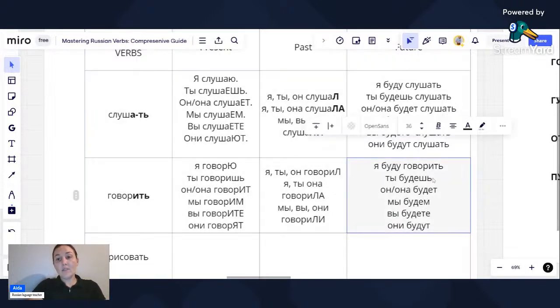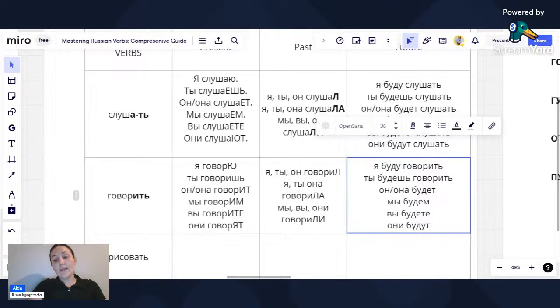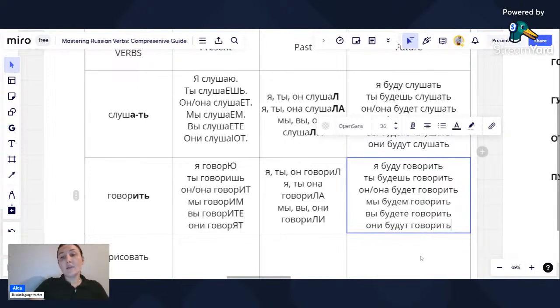Я буду говорить. Ты будешь говорить. Он, она будет говорить. Мы будем говорить. Вы будете говорить. Они будут говорить. So this is the future tense. We also use the verb быть, and then we put the infinitive form of the main verb. I will speak, you will speak, she will speak, we will speak, you will speak, and they will speak. Okay, so to form future simple, we use the verb быть plus the infinitive form of the main verb.